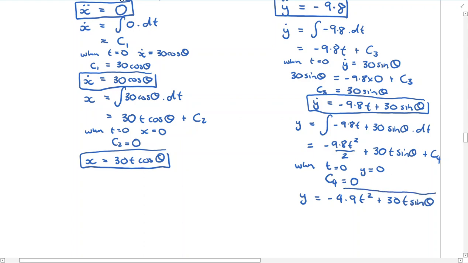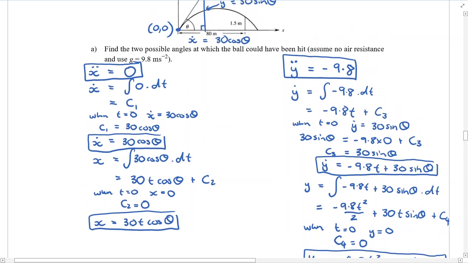We've just found the equations. That's right. Okay, so we have found our 6 equations of motion. The question actually says, find the 2 possible angles at which the ball could have been hit. I want to find the theta. Okay, what do we know from this diagram that can help?